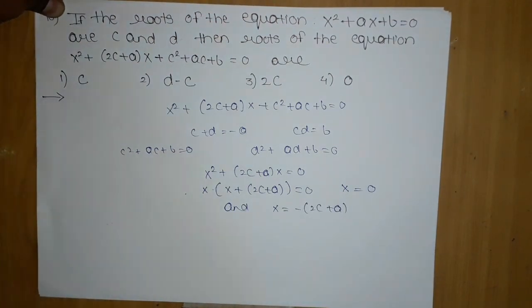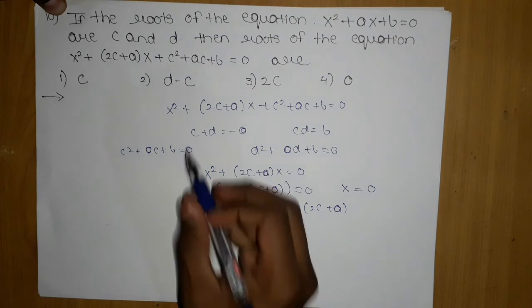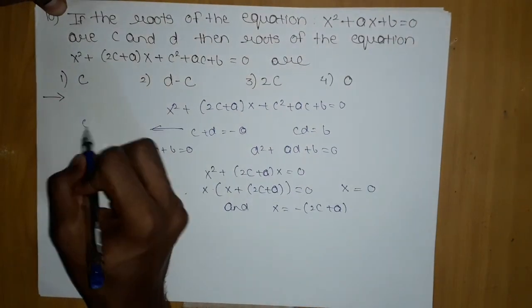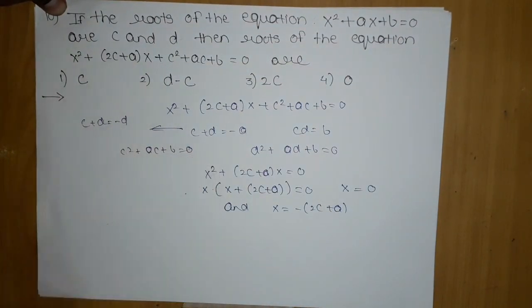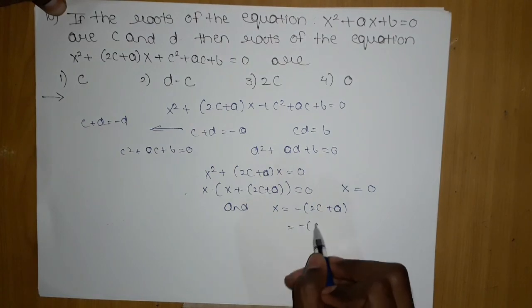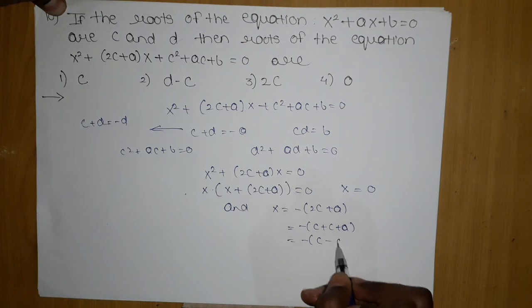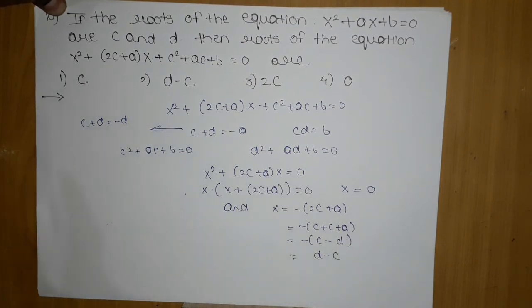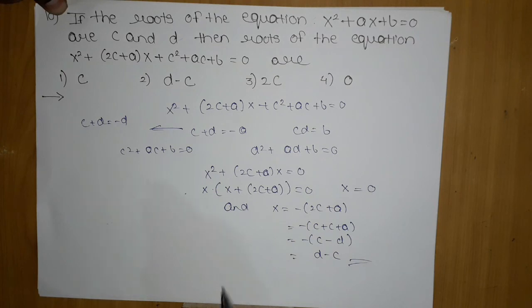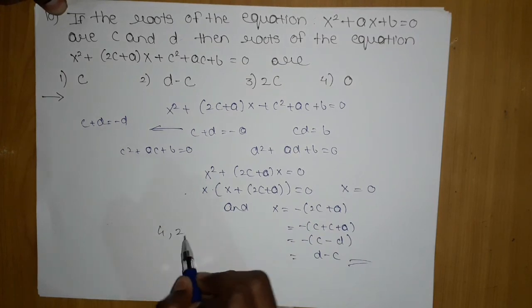Now if you see, there is no option of minus (2c plus a), so how can we convert this? We know c plus d is equal to minus a, so I can write c plus a is equal to minus d. So I can break minus (2c plus a) as minus c minus (c plus a), which gives d minus c, which is the option. Sometimes in roots they modify, so you should be a little sharp to predict the options. So fourth and second are the answer.